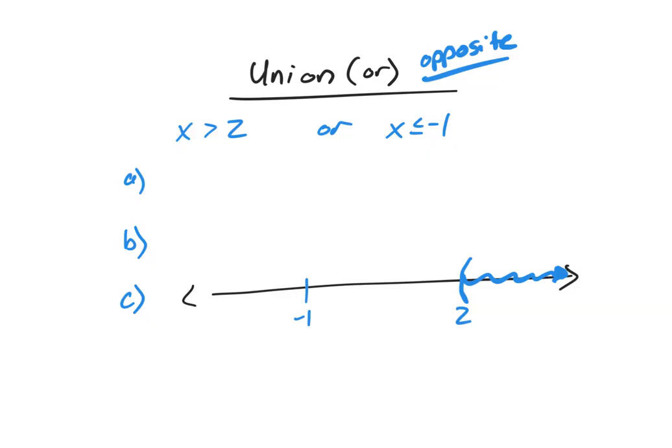X is less than or equal to -1 would be a bracket at -1, going to the left. These two never intersect one another. Okay? Once again, I'm going down to the number line first because I think it's the easiest thing to do.